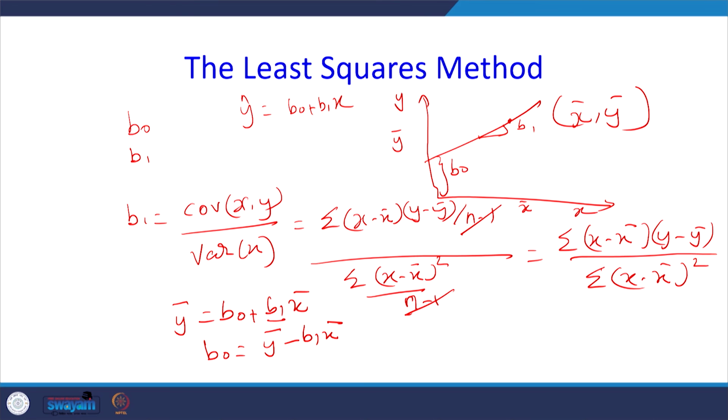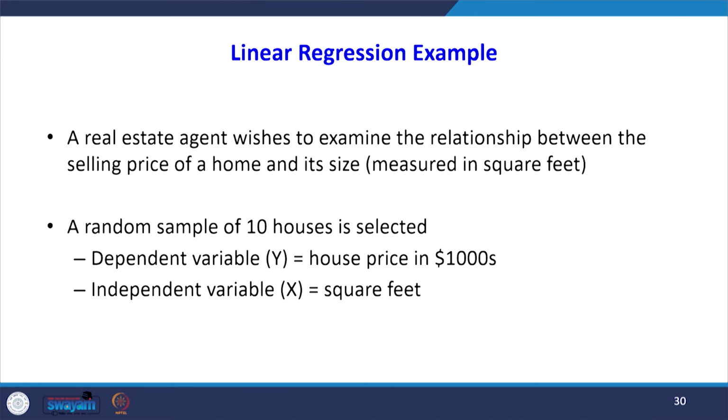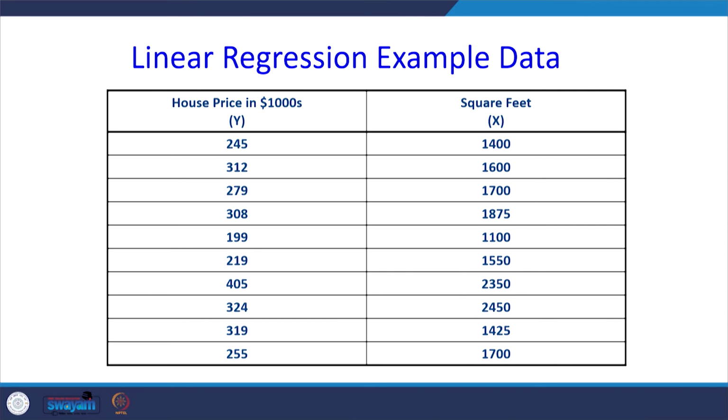This is the formula for your slope and y-intercept. In our class we are going to use the spreadsheet directly, but you should know the logic behind this slope and y-intercept. So, I have taken one sample problem. A real estate agent wishes to examine the relationship between the selling price of a home and its size, measured in square feet. Here the selling price of the home is the dependent variable and its size is the independent variable. A random sample of 10 houses is selected. So the dependent variable is house price and the independent variable x is square feet. This is an x value, this is a y value.